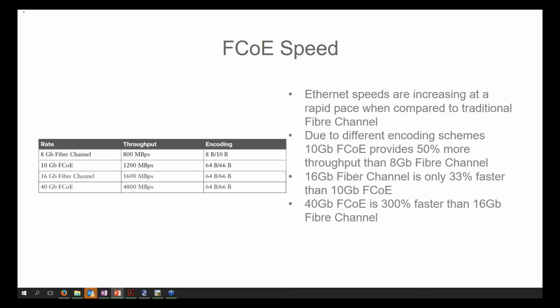All right, so with the Fibre Channel speed, with 8 gig Fibre Channel, they have a different encoding scheme. So even though the 10 gig FCoE is only 2 gigabits per second higher from a rate standpoint, the throughput is actually 50% more than the 8 gigabit Fibre Channel. And then when you start getting into the higher rates between 16 gig and 40 gig, the 16 gig Fibre Channel uses the same encoding as 10 and 40 gig, but it's only 33% faster than 10 gig, and 40 gig is 300% faster than 16 gigabit Fibre Channel. The throughput is just scaling, and it's going to continue to grow with Ethernet.